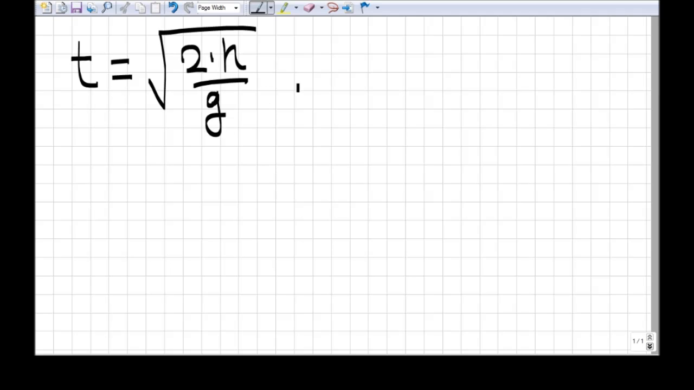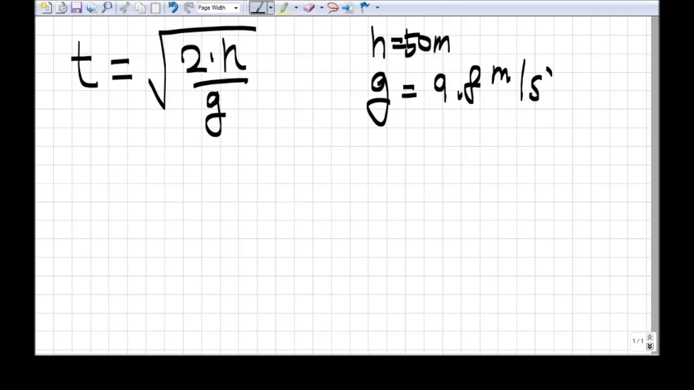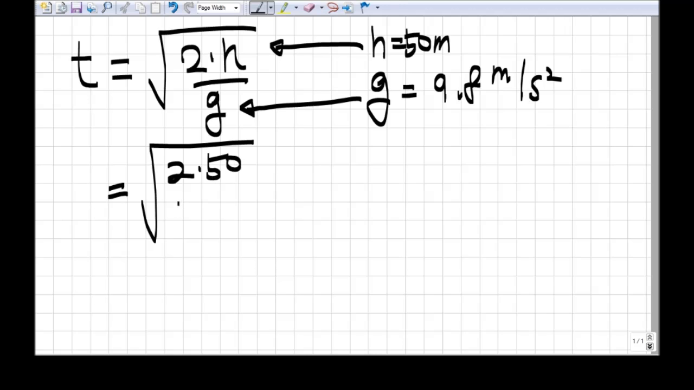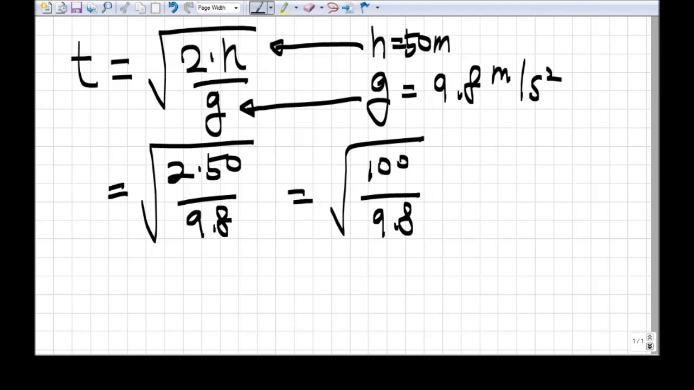So our equation now is t equal square root of 2 times h over g. We know h is 50 meter, g is 9.8 meter per second square. So all we have to do is apply this number to h, apply that number to g. So I have 2 times 50 over 9.8, which is equal to 100 over 9.8. If you do that through your calculator, you'll get something similar to here, 3.19 some number of seconds.